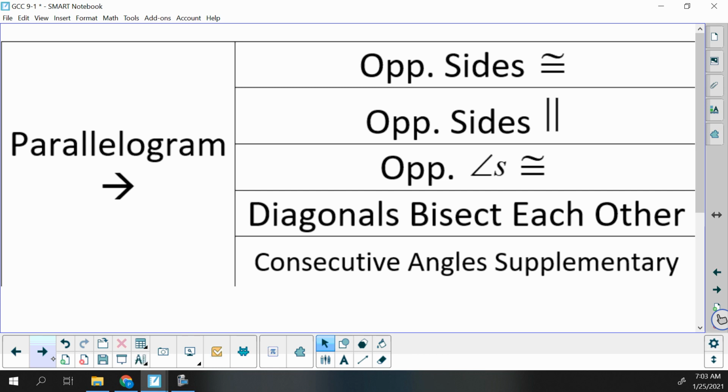When you memorize, you'll fold back the right side, just like we did with the beginning proof reasons, and you'll say parallelogram implies, and you'll have to name all 5 of them as you flip them out. Parallelogram implies opposite sides congruent. Parallelogram implies opposite sides parallel. Parallelogram implies opposite angles congruent. Parallelogram implies the diagonals bisect each other, and parallelogram implies consecutive angles supplementary. Part of your homework for today is spending the time it takes to make sure you have those memorized.